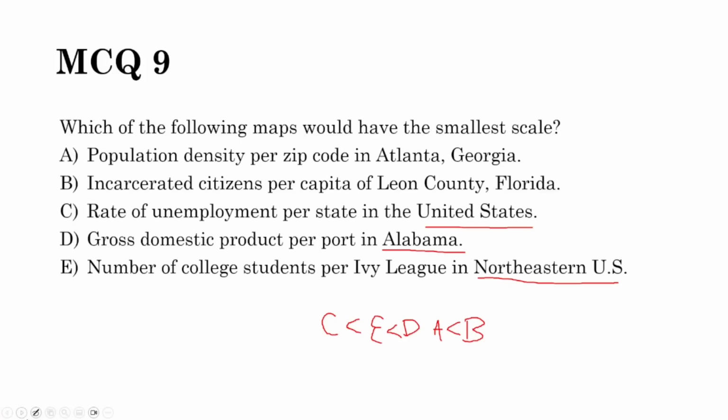If we looked at the unemployment rate of Georgia, we would get more specific information that would be of a larger scale. So that's going to make C the correct answer here.